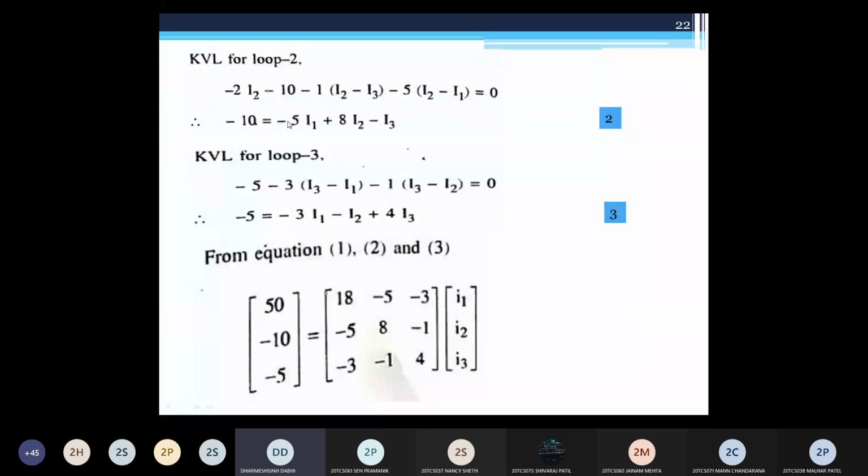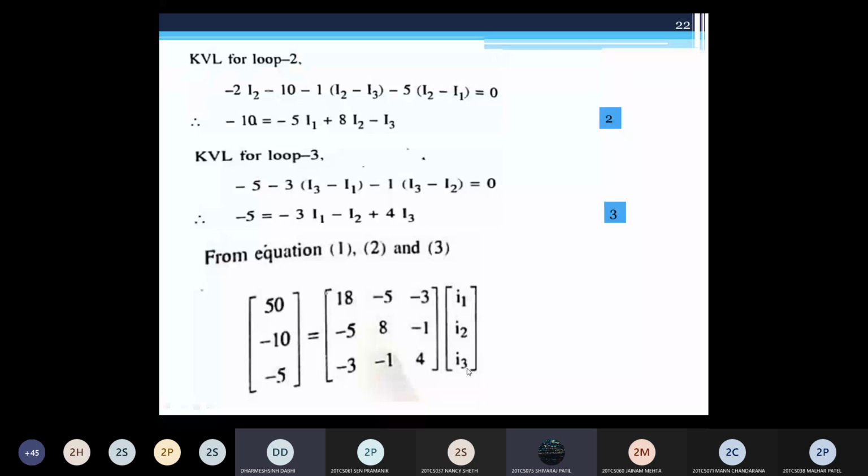Same way, second row is related to equation number 2. So first term is minus 5 related to I1. I2 term is 8. I3 term is minus 1. So we write minus 5, 8 and minus 1. Same way for equation number 3, all the terms I1, I2, I3 written in third row: minus 3, minus 1 and 4. And then here is a vector of 3 cross 1, which is the current vector I1, I2 and I3.